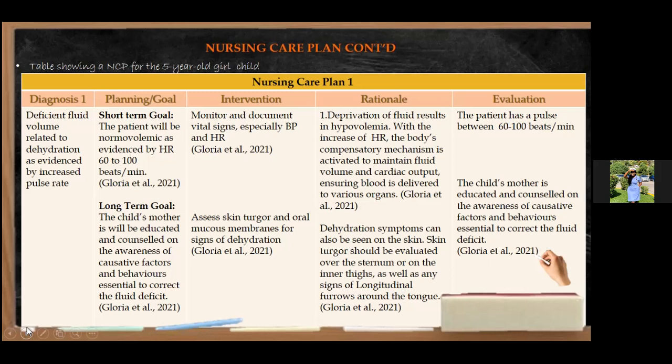Intervention 2, assess skin turgor and oral mucous membranes for signs of dehydration. Rationale for intervention 2. Dehydration symptoms can also be seen on the skin. Skin turgor should be evaluated over the sternum or on the inner thighs, as well as any signs of longitudinal furrows around the tongue. Evaluation. The patient has a pulse of 60 to 100 beats per minute. Evaluation 2. The child's mother is educated and counseled on the awareness of the causative factors and behaviors essential to correct this fluid deficit.